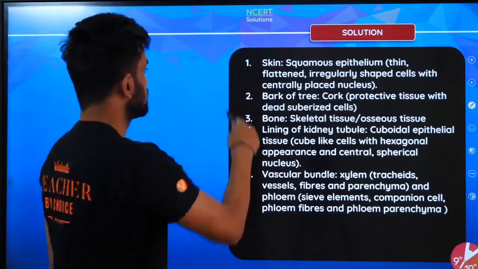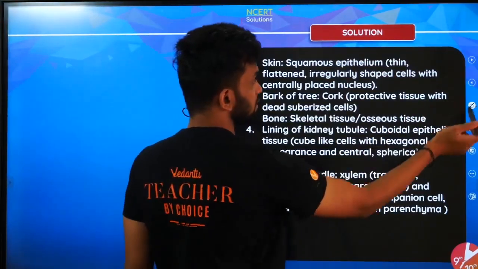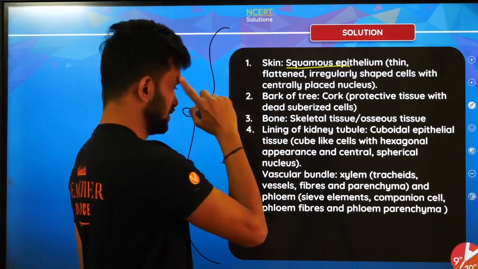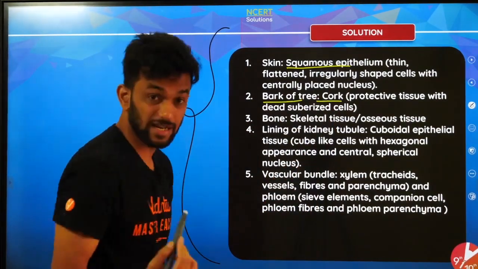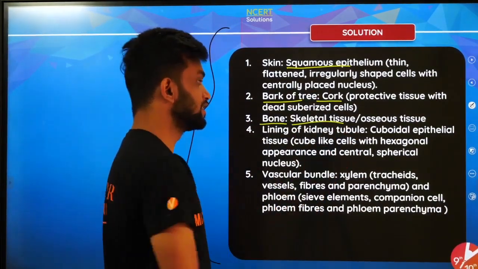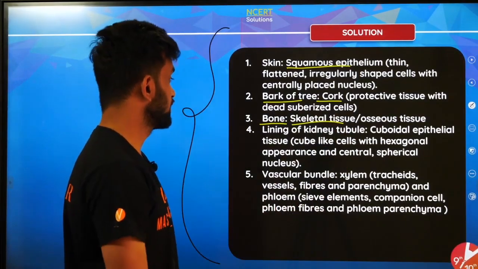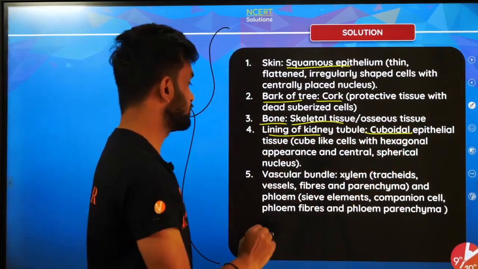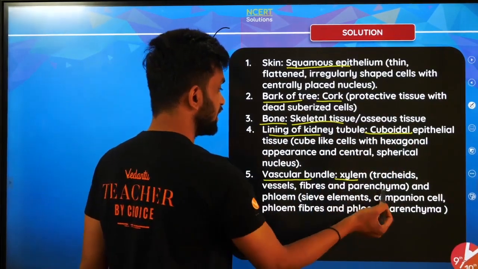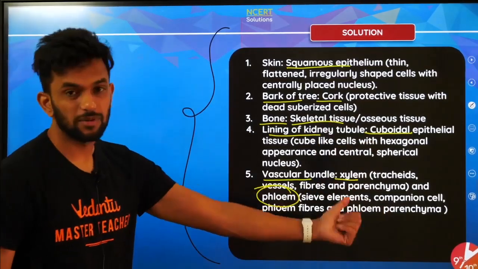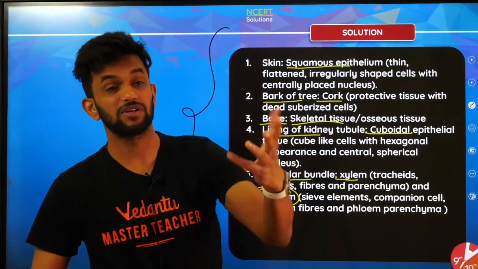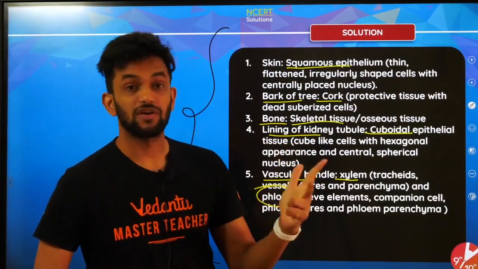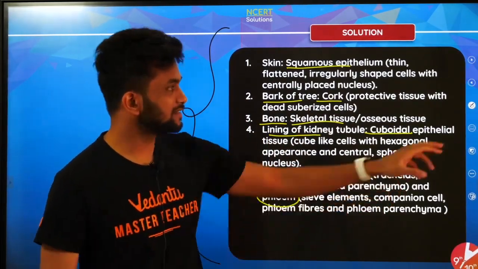Very good. Skin: squamous epithelium, as I told you. Then bark of a tree, cork, basically sclerenchyma. Bone: skeletal tissue, or you can also write connective tissue. Lining of the kidney: I said cuboidal epithelium. Vascular bundle: xylem and phloem. You can also write the parts of xylem: tracheids, vessels, xylem parenchyma, xylem fiber. Similarly, phloem parts: sieve tubes, companion cells, phloem fibers and phloem parenchyma. These are the answers, guys.